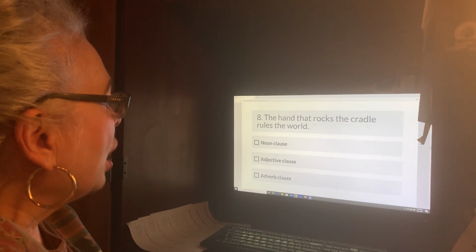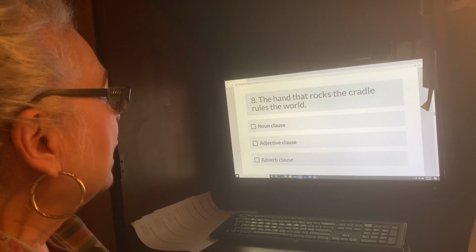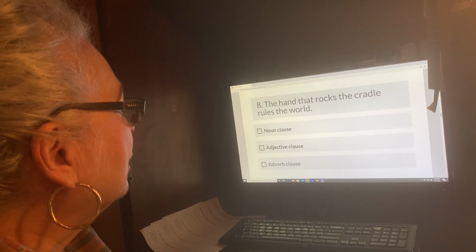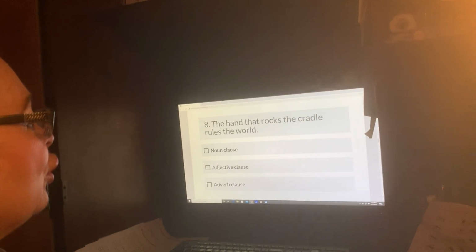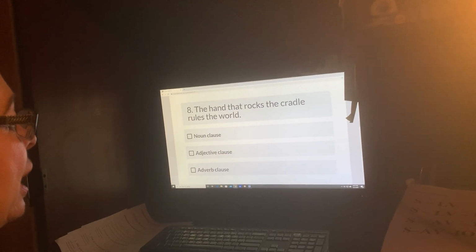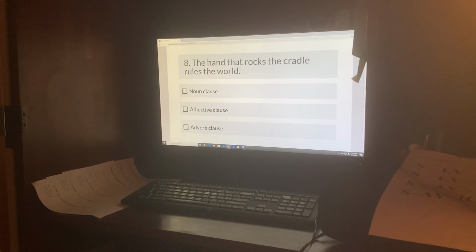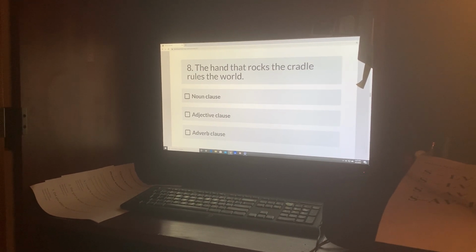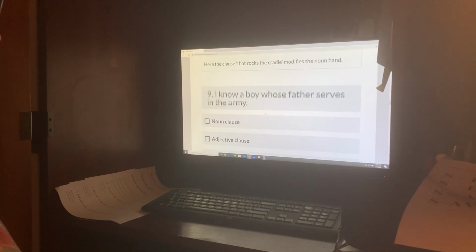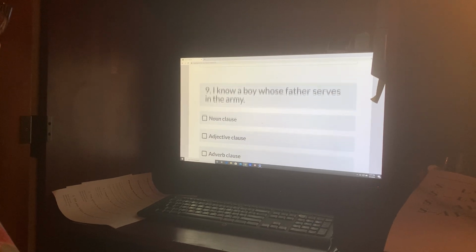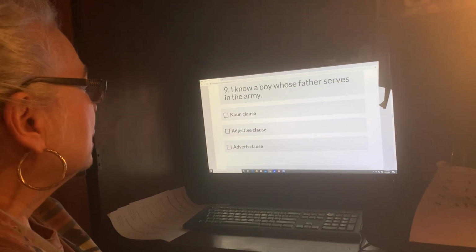The hand that rocks the cradle rules the world. Very famous quote. The hand, there it is, that rocks the cradle. Who, whose, whom, which, that, remember the adjective clause? Which hand? The hand that rocks the cradle. It answers and describes the hand. So that means it's an adjective clause. Incorrect.